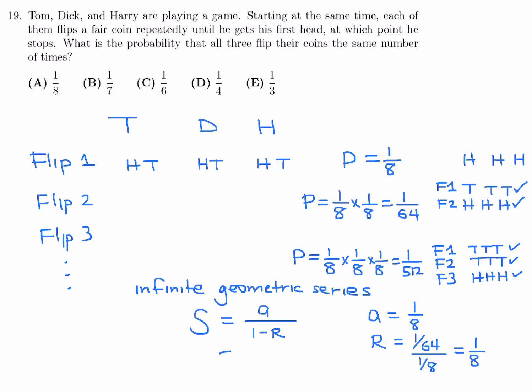And that's going to give you 1 over 8. Okay, so this is going to be 1 over 8 over 1 minus 1 over 8. And that's going to be 1 over 8 over 7 over 8. And when you invert and multiply, you get 1 over 7. And therefore, number 19, the answer is B.